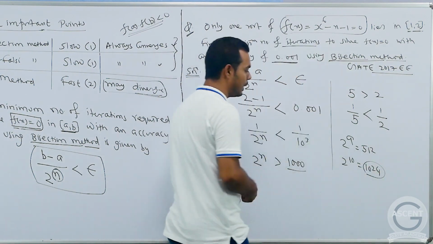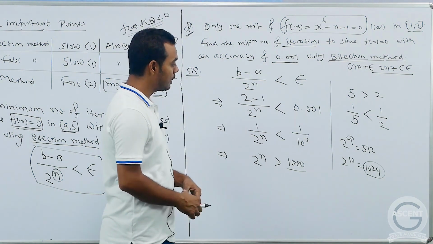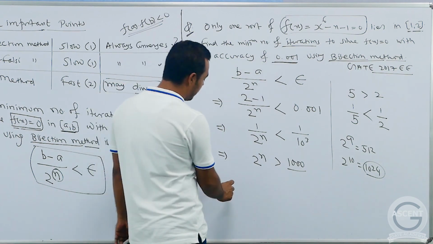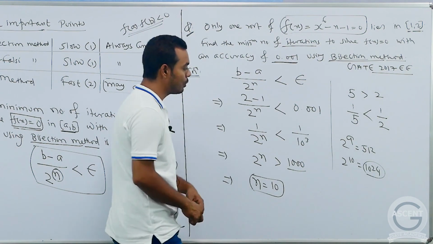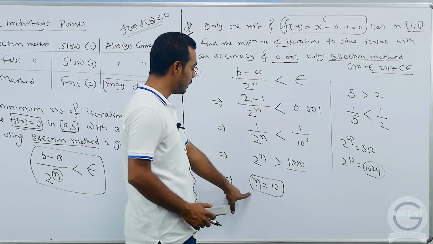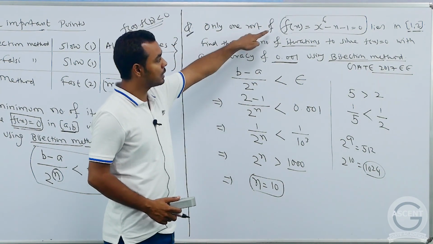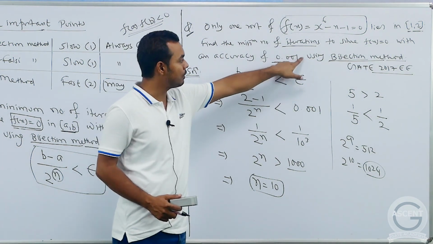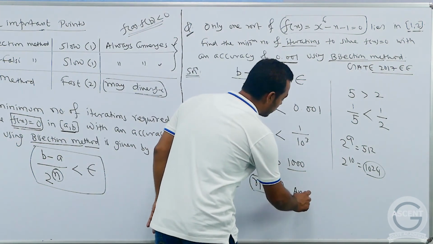This you have to solve using the hit and trial method. You can also solve this by taking log on both sides, but the hit and trial method is also equally valid. So if we take n equals 10 here, then 2 to the power 10 will be more than 1000. 2 to the power 9 is less than 1000. So this means the value of n will be 10. A minimum of 10 iterations is required to solve this equation f(x) equals 0 in the interval 1 to 2 using bisection method, such that we have an accuracy of 0.001. So the answer to this question is n equals 10.